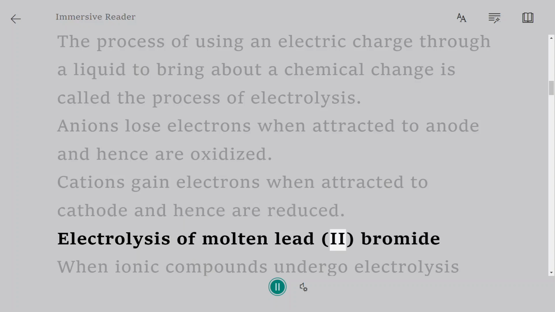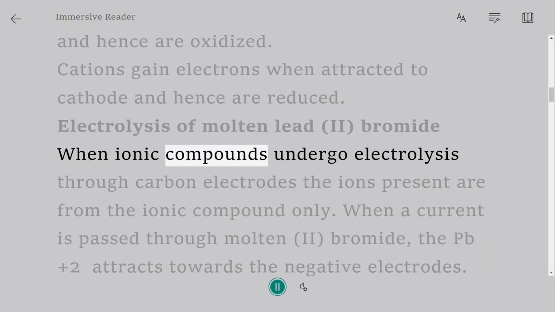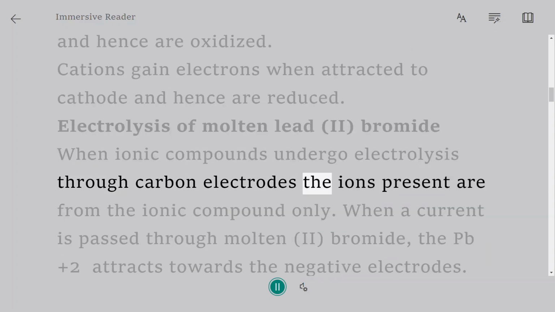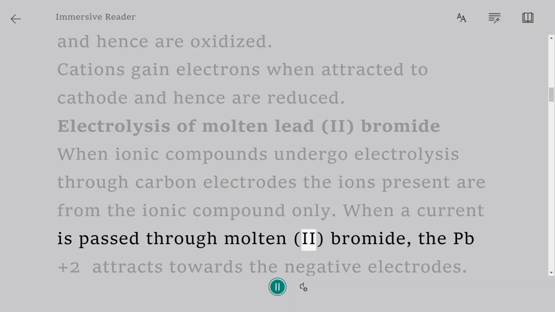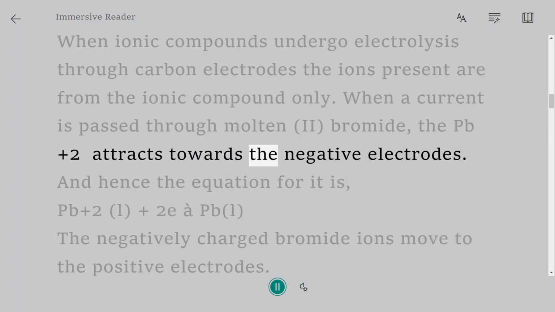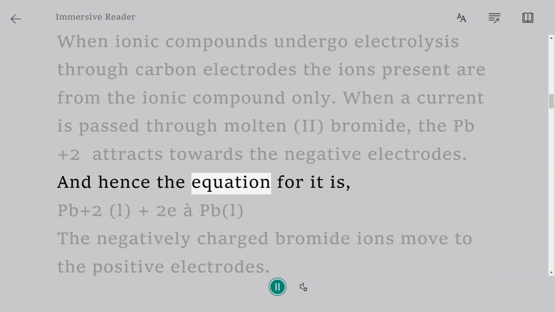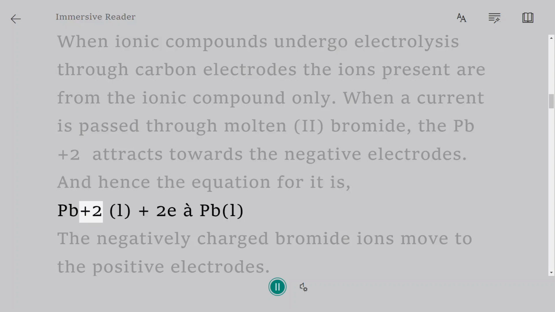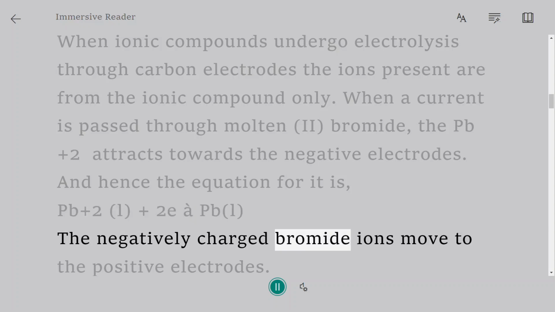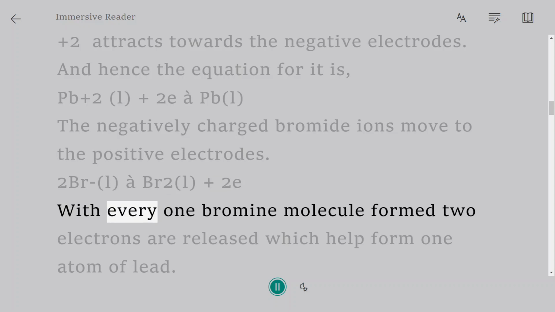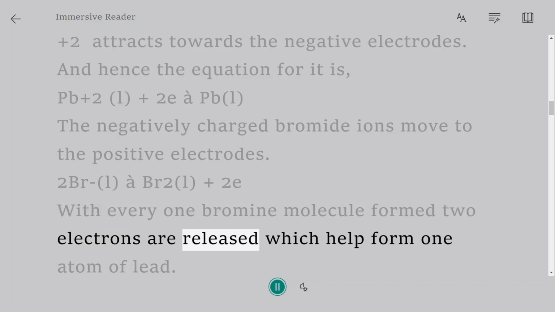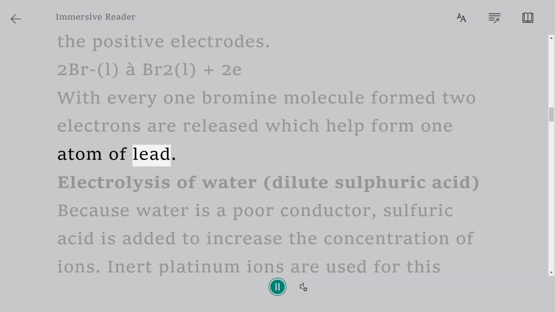Electrolysis of molten lead(II) bromide. When ionic compounds undergo electrolysis with carbon electrodes, the ions present are from the ionic compound only. When a current is passed through molten lead(II) bromide, the Pb2+ is attracted towards the negative electrode, and hence the equation is Pb2+(l) + 2e- → Pb(l). The negatively charged bromide ions move to the positive electrode: 2Br-(l) → Br2(l) + 2e-. With every one bromine molecule formed, 2 electrons are released which help form one atom of lead.